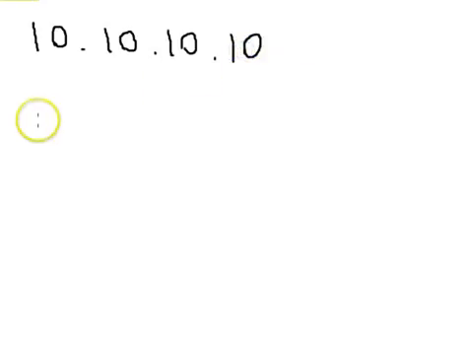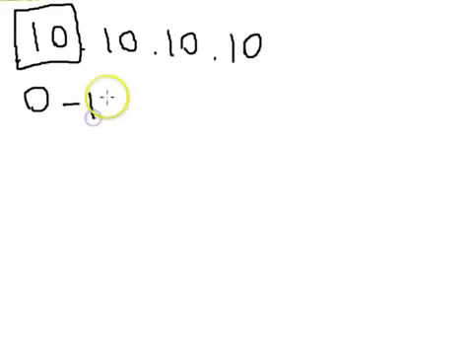We'll start with an IP address, 10.10.10.10. We can look at it two different ways. We can say, well, the first number right here, the first octet, is 10. So what range is that? Well, it is in the 0 through 127 range, so it must be a class A address.